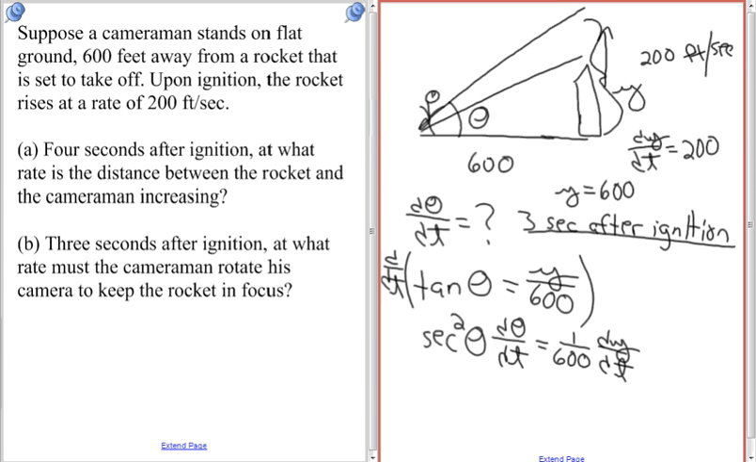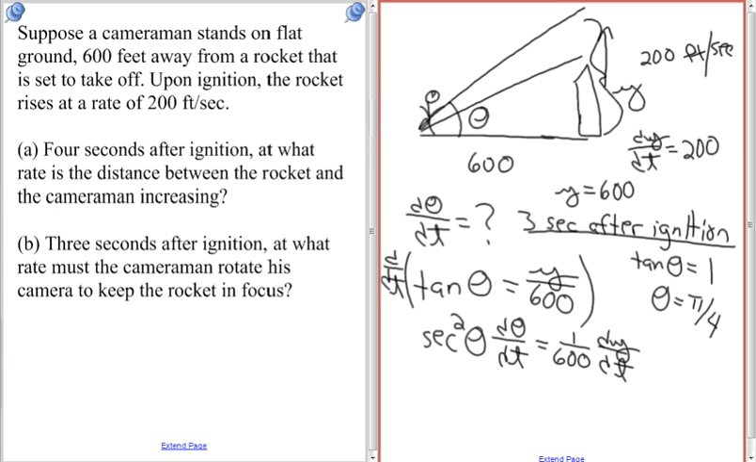From here, we can use that to help us find theta at that moment, similar to how we found d in the first one. We could come back to our original relationship and realize when y is 600, we get tangent of theta equals 600 over 600, which simplifies to 1, and realize what is that angle? That is the angle pi over 4. Remember, we're dealing with derivatives, so we can't use 45 degrees here. We have to use radians.